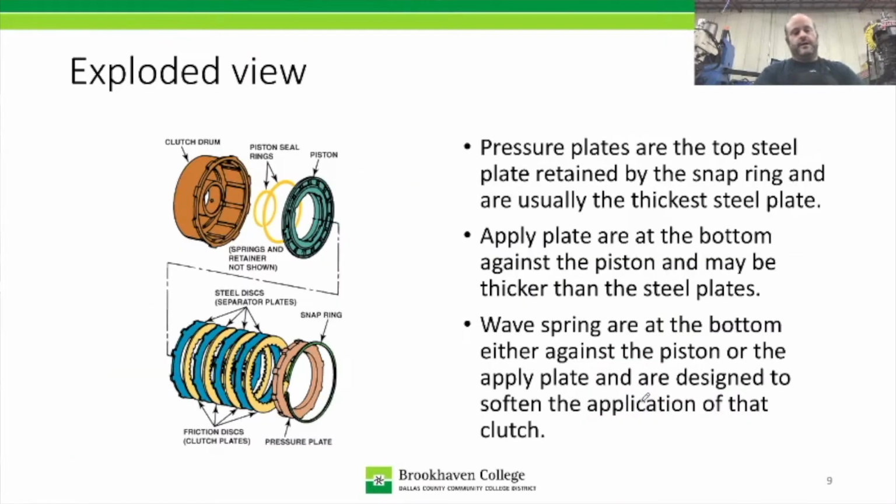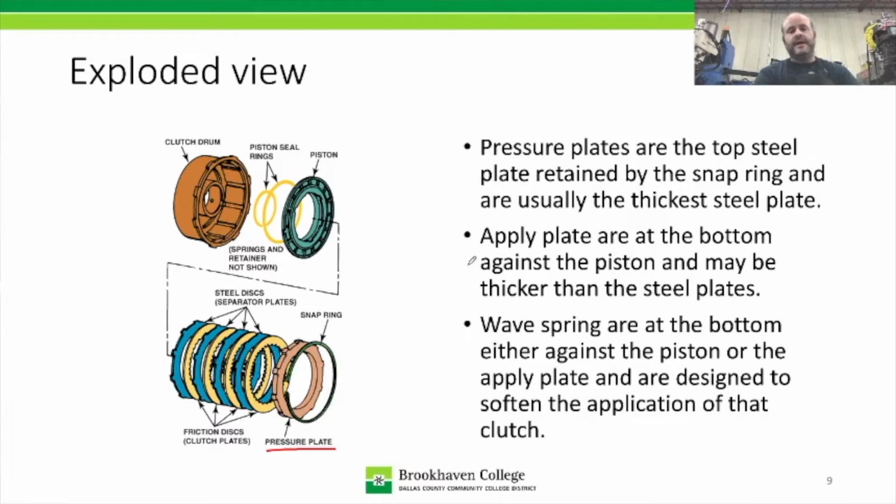All right, again with the exploded view here, let's talk about the pressure plate, apply plate and wave spring. So we see this first one right here, which is called the pressure plate. It is going to be at the top of the drum, and it's usually going to be the thickest plate, because all the force from the bottom clutches and steels are pushing up against it. It needs to be thick to keep those clutches from distorting. You don't want them to dish. And it's a nice thick plate to keep that from happening. And the pressure plate goes against the snap ring, which retains the clutches and steels.